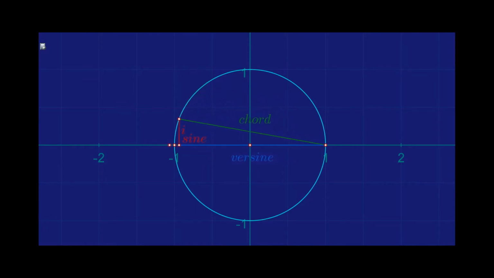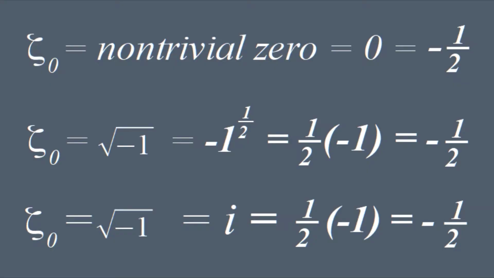Therefore, I equals -1/2. A much simpler and elegant method would have been to simply use the power rule of quaternions, therefore yielding I equals the square root of -1, which equals -1 to the 1/2, which equals 1/2 times -1, which equals -1/2.